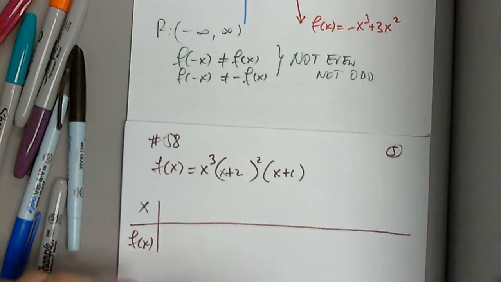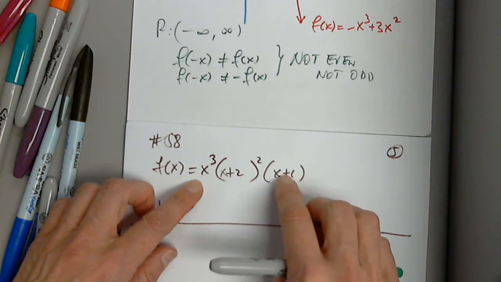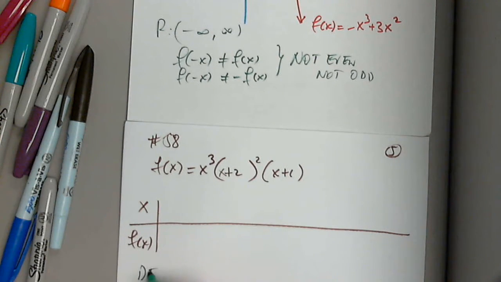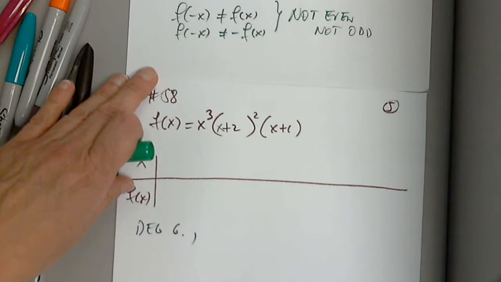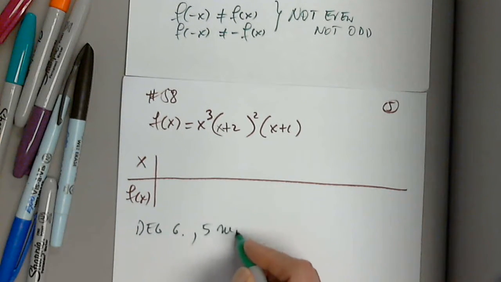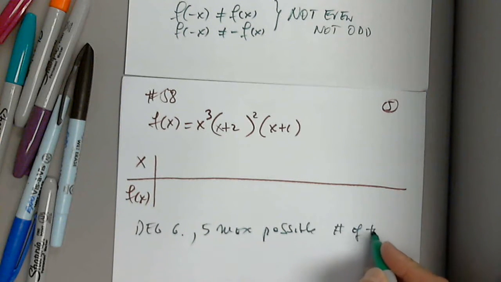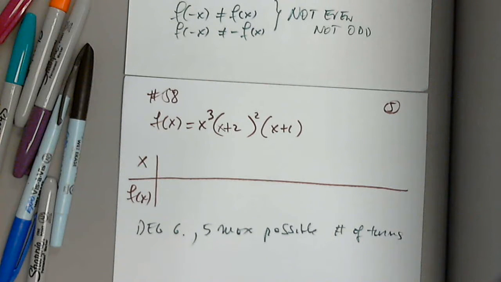Yes, degree is 3, 2 plus 1. X squared, x cubed, and x. Degree is 6. Awesome. Maximum possible number of turns. 5 max possible number of turns. It does not have to turn 5 times, but it cannot turn more than 5 times. That's all we are saying.